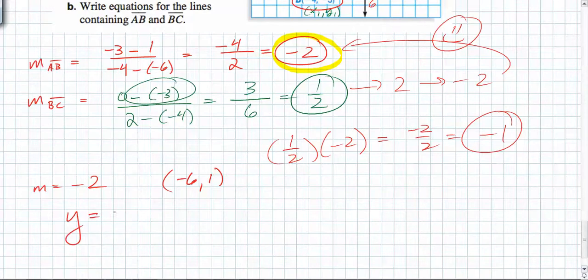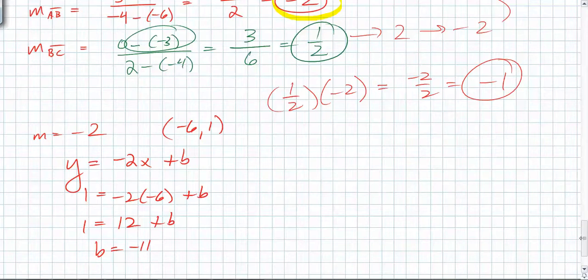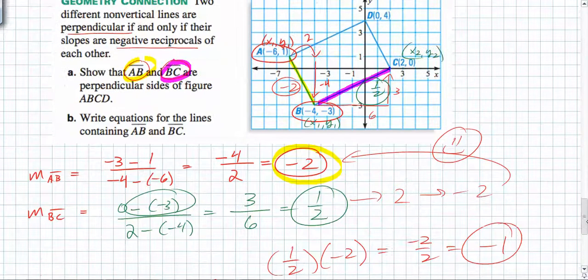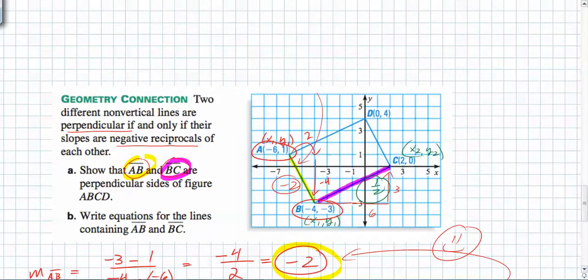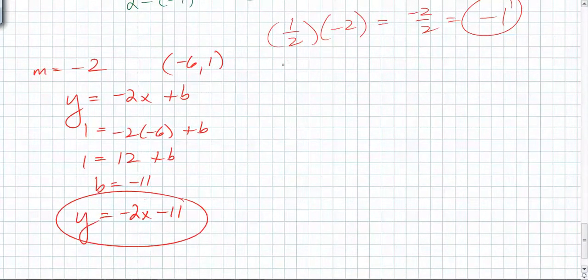So we know y is equal to negative 2x plus b. So now we just need to find the y-intercept. So we plug in negative 6 for x, so it's negative 2 times negative 6 plus b equals, and our y is 1. So 1 is equal to 12 plus b. Subtract 12 from both sides, and you get b is equal to negative 11. So the equation for the line AB, the yellow line right there, is going to be y is equal to negative 2x minus 11.